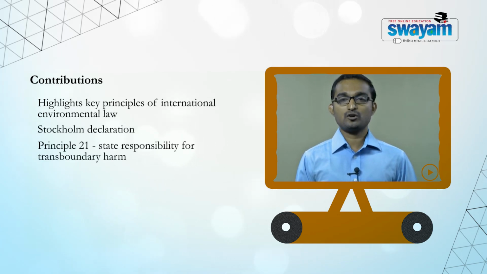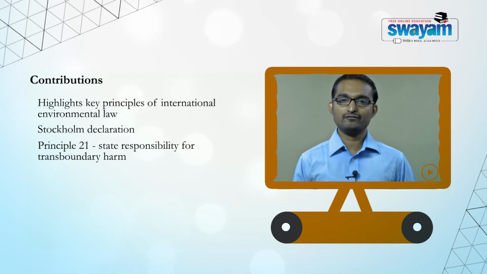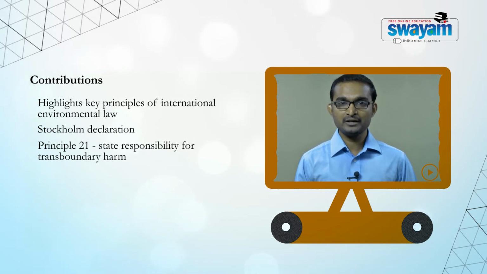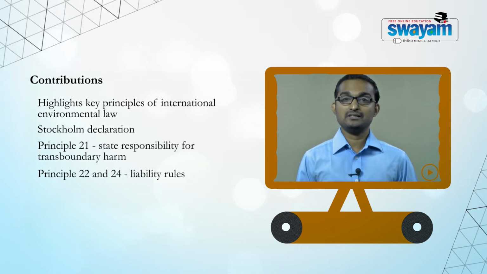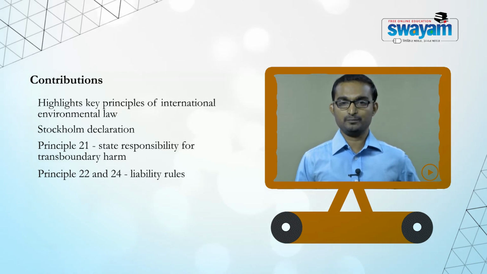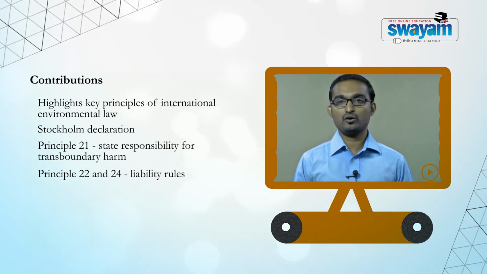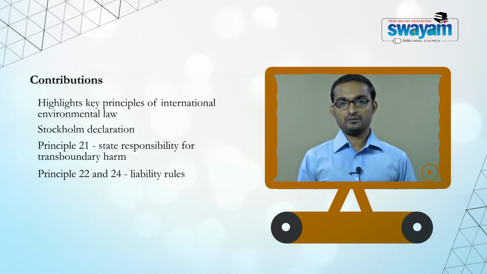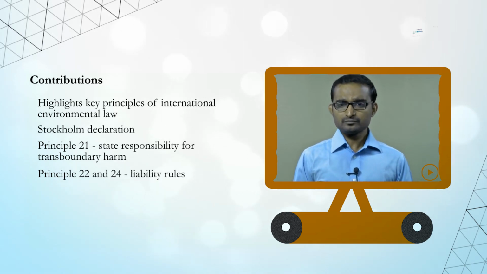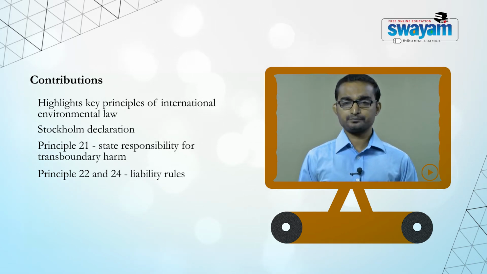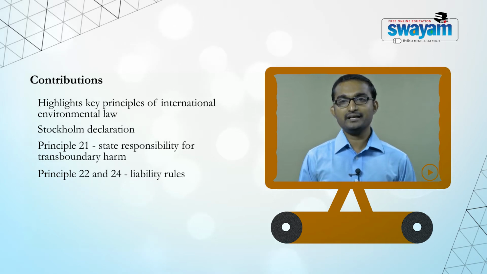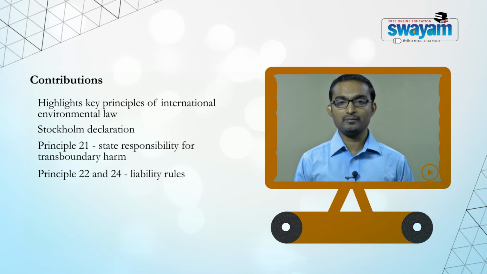Principle 21 of the Stockholm Declaration talks about state responsibility for transboundary harm or transboundary pollution. Principle 22 and 24 of the Stockholm Declaration detail liability rules in the context of environmental pollution or environmental harm. So now look at the contributions made by this document called the Stockholm Declaration. These principles arguably took their origin from the Trail Smelter case, and subsequently it was repeated in all other important non-binding instruments on environmental issues.